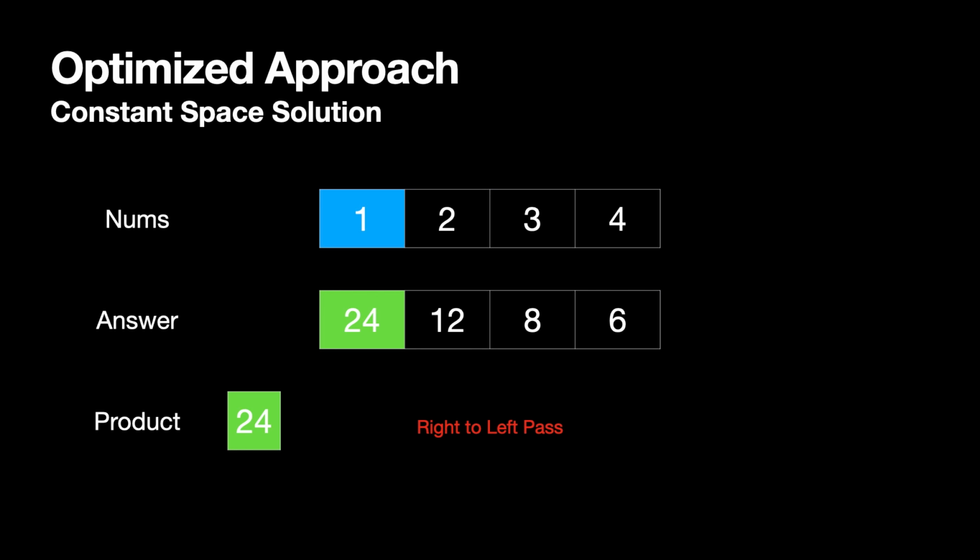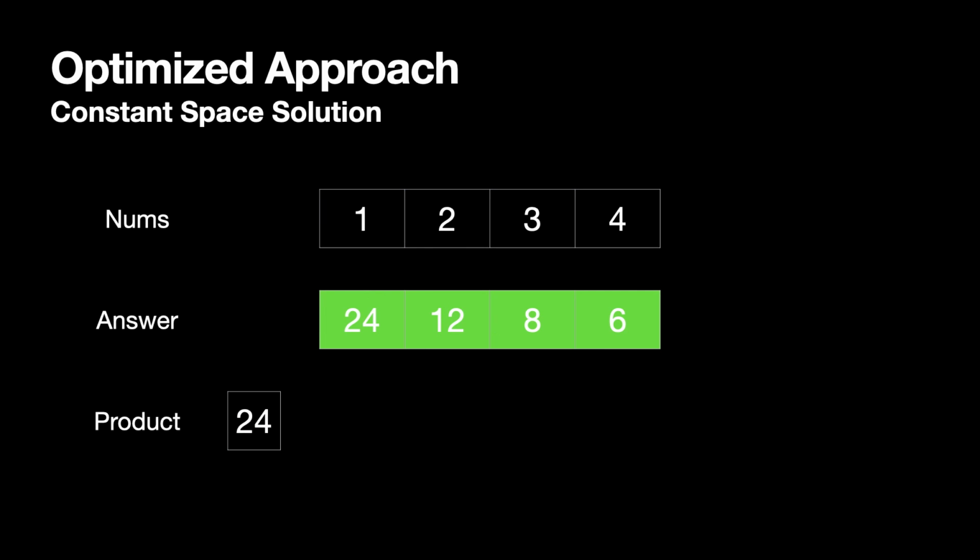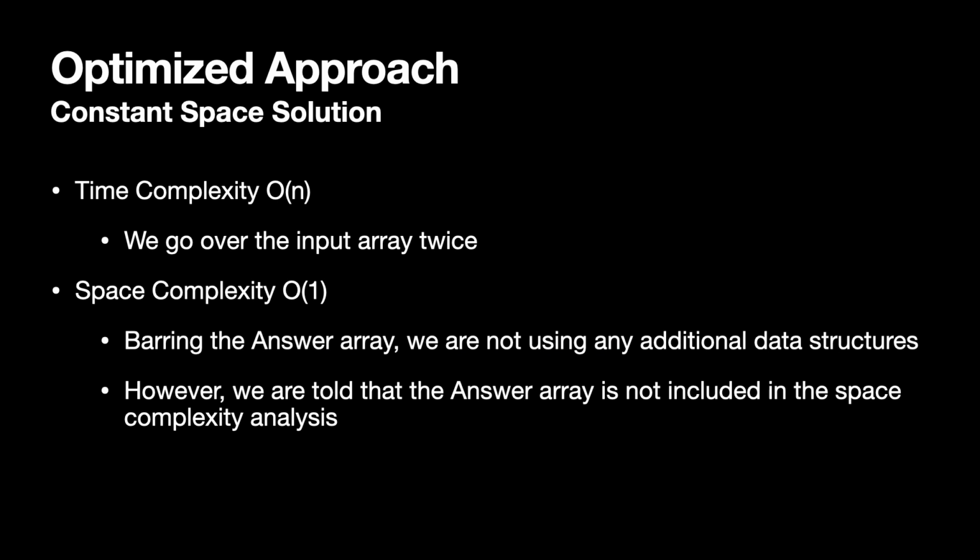At this point, having finished both the left to right pass and right to left pass, we have successfully built the answer array and we are done. The time complexity of this approach remains O of n, as we had to go over the input array twice. Since we did not use an additional data structure other than the answer array, which we were told is not included in the space complexity analysis, the space complexity of our solution will be O of 1, or constant.